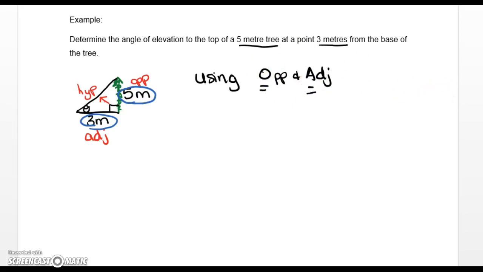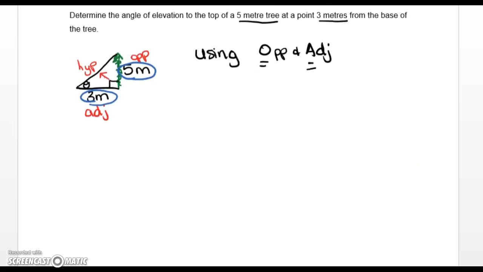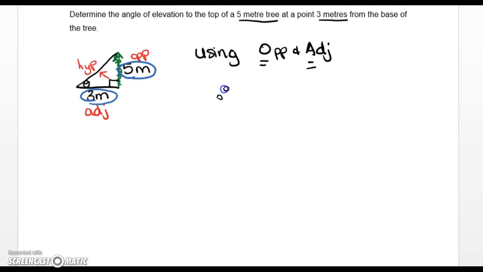So I'm just going to scroll back up to my little jingle up here. I want to look for either sine, cosine, or tan, and one of those has to have an opposite and adjacent in their formula. So we have O and H, A and H, and we have O and A. So here we're going to be using the tan ratio because it has both opposite and adjacent. Therefore, use tangent ratio.